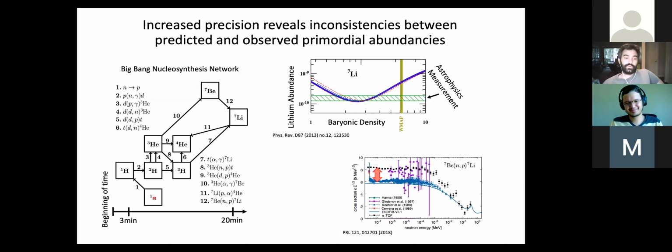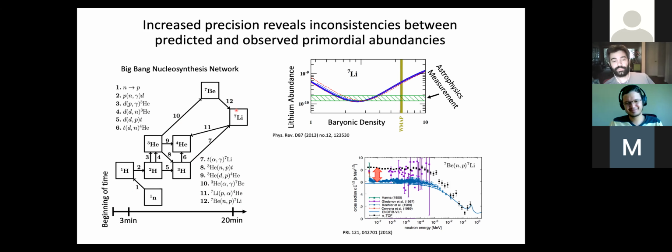And why would you need to do it in the first place, right? Why would you want to model a reaction in such a manner? As an example, I'm showing here part of the Big Bang nucleosynthesis network, I should say. From about 3 minutes all the way to 20 minutes after the Big Bang, nuclei fuse together in order to produce elements up to mass 7.